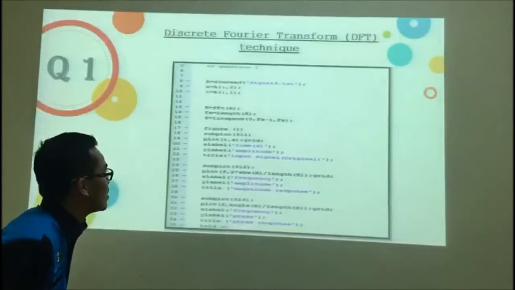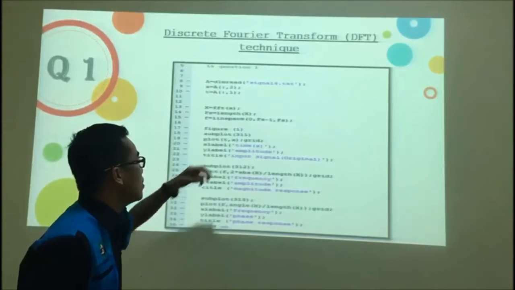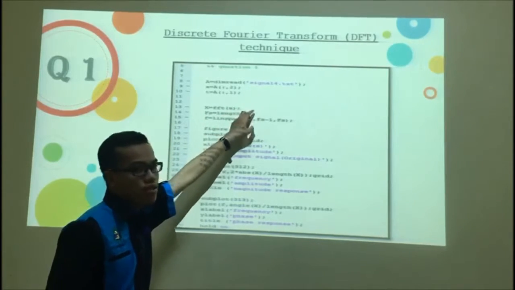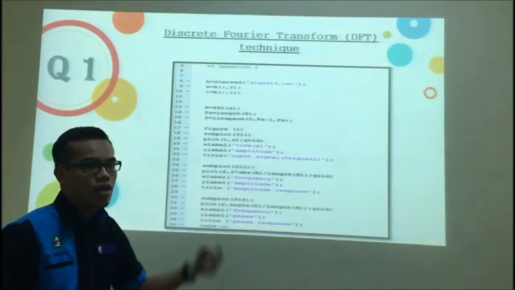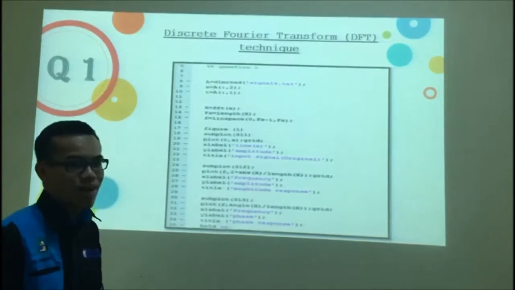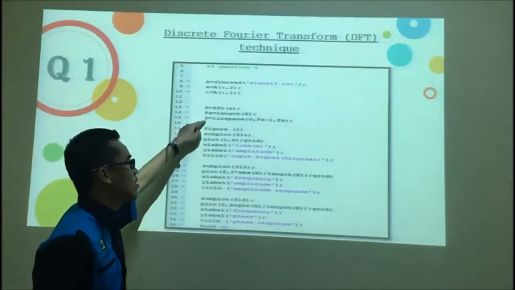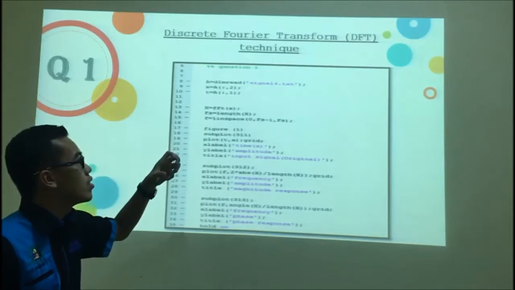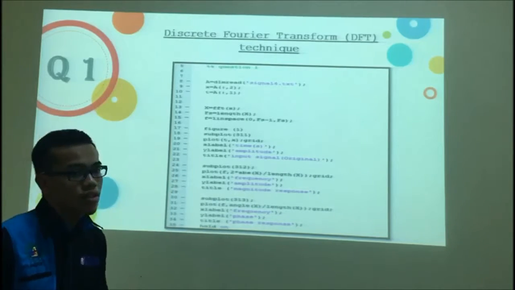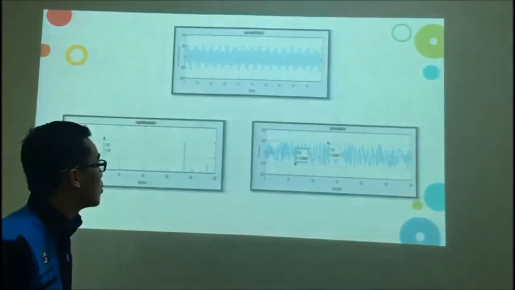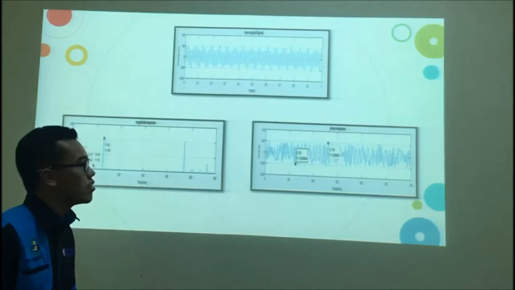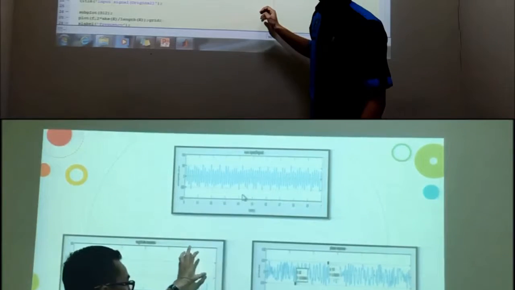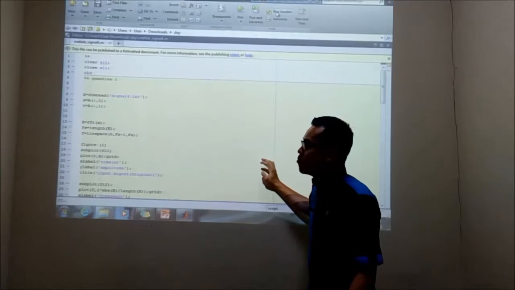For question 1, this is the coding for question 1, and this is signal 4, the sample frequency that I saved in Notepad. Then this is the coding for the calculation used for the DFT technique. Then this is the result. It is not clear here, but I will show it and continue in MATLAB.